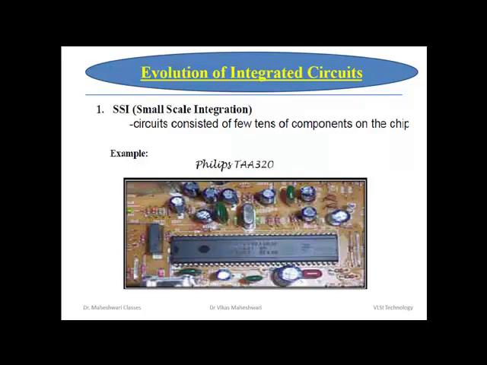Now coming to the evolution of the integrated circuit. Till now, 8 or 9 eras have been seen in the designing of integrated circuits. First is SSI, which stands for small scale integration. In this integration, 3 to 30 gates per chip are fabricated, or if we talk about components, a few tens of components are mounted on a single piece of silicon, that is called wafer. For example, I have shown the diagram of the Philips TAA320. This IC contains around tens of components on a chip, a very small number of components inside the IC.